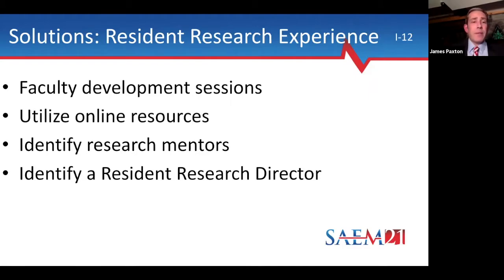You need to work on development of your faculty, right? They need to be well developed before they can help develop your residents. So that's an important first step. And you can't underestimate the importance of that. Also, utilize online resources. I mentioned before, there are classes and virtual resources that you can use to train your faculty and your residents on how to do research methodology, how to design a study, and so on. Identify research mentors. We've mentioned that several times, but it's so important for faculty too, identifying mentors and how you can learn from them to work with residents and to do research, of course. And then I think importantly, identifying a resident research director also speaks to this. It helps to coordinate efforts and streamline the process.